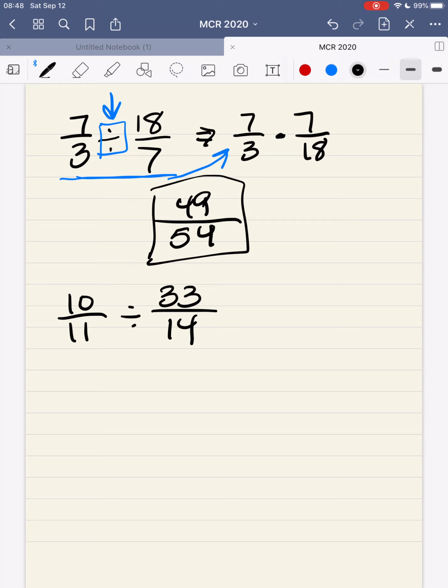All right, same with the second one. Okay, try it out before I show you if you want. Just pause the video. Okay, so I keep, change, and flip.